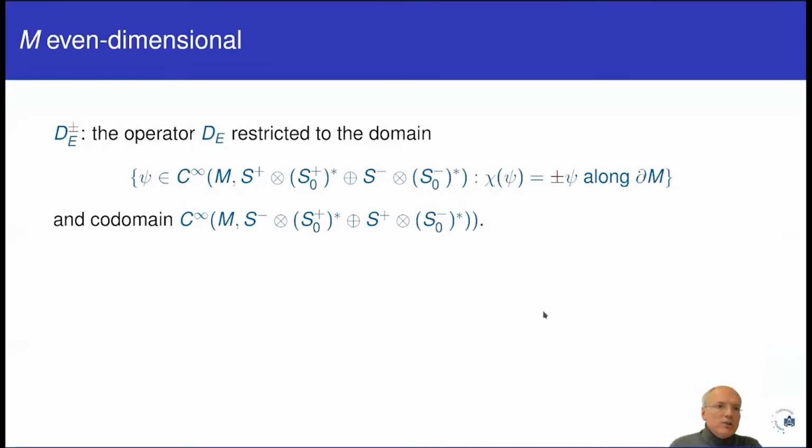And in even dimensions, we again use the same boundary conditions. So the involution of psi along the boundary is equal to plus or minus psi along the boundary, but we restrict ourselves to a certain subbundle. In even dimensions, both the spinor bundle S and the spinor bundle S naught decompose into these chirality subbundles. And I look at the subbundles S plus tensor S plus, and S minus tensor S minus. So I look at this subbundle of half the rank and restrict my operator to that. And this maps then to S minus tensor S plus, and S plus tensor S minus.